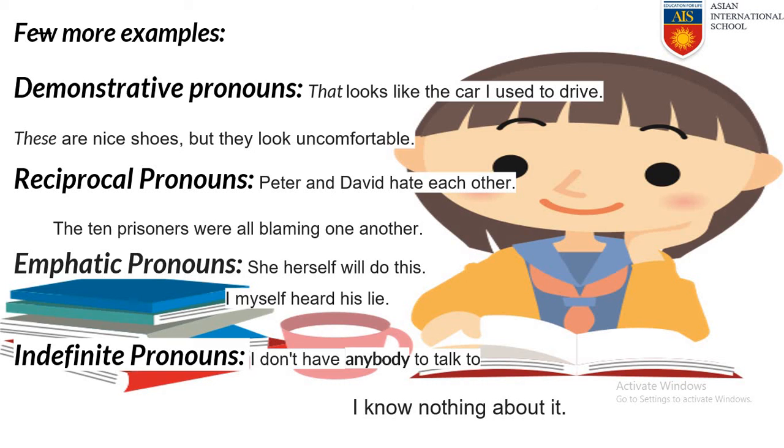Last is indefinite pronoun. I don't have anybody to talk to. Here the word anybody is indefinite because we are not pointing towards anyone definitely or exactly. I know nothing about it. Here the word nothing is indefinite because we are not saying anything specifically. We are just saying that I don't know, I know nothing.